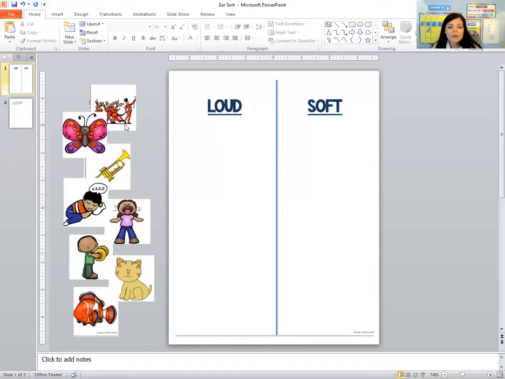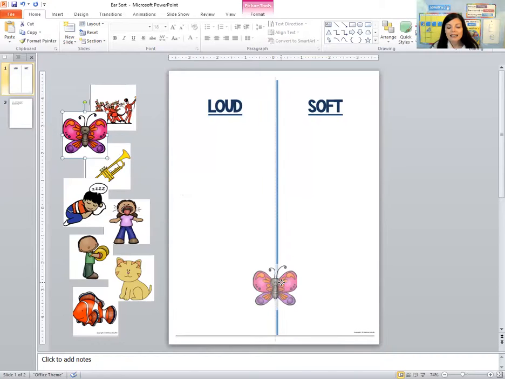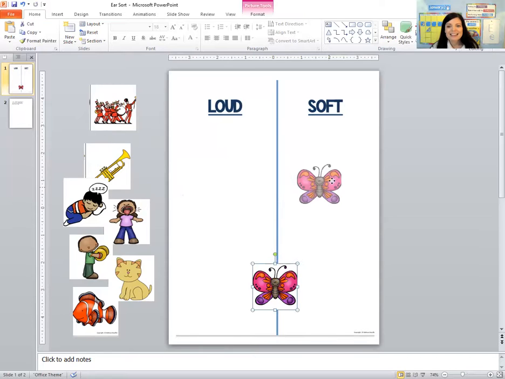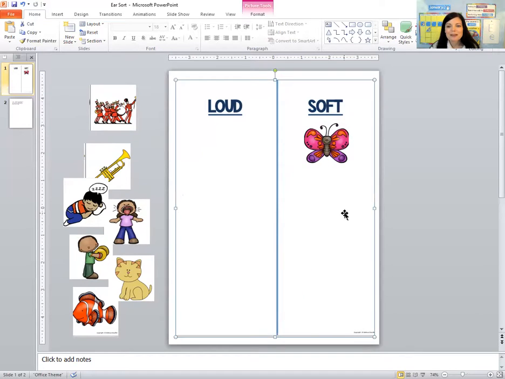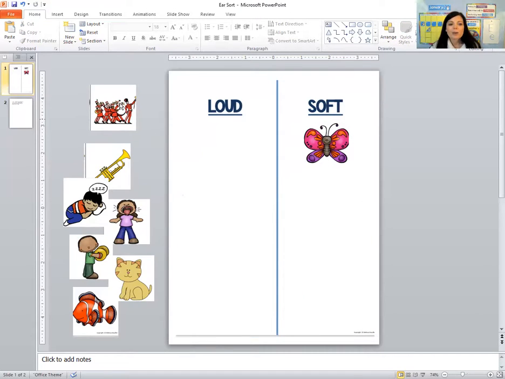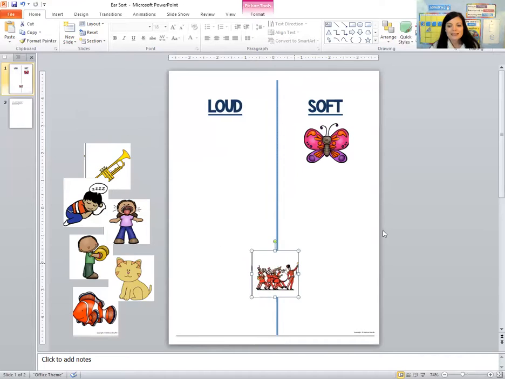Okay, let's start with the butterfly. Is the butterfly loud or quiet? The butterfly is quiet. Good job. Let's put the butterfly here. Okay, what about the marching band? The marching band is when lots of instruments play together. Do you think that's loud or quiet?